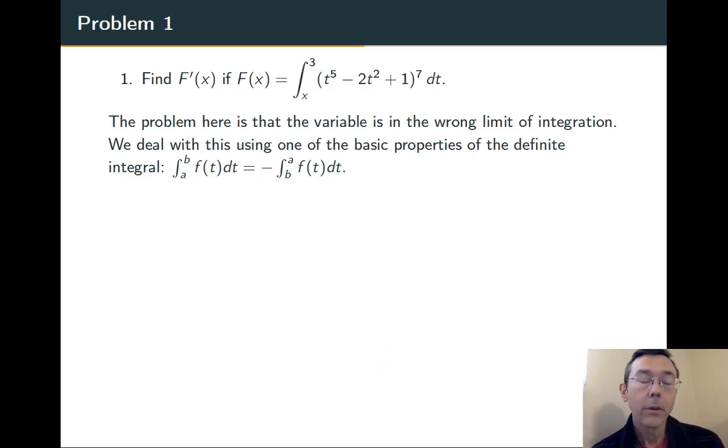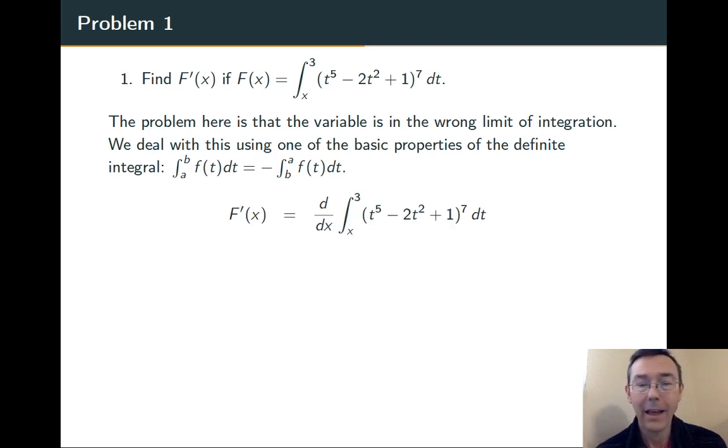So to start, integral from x to 3 of some function. The problem here is that the x is in the bottom limit of integration, not the top. So in order to differentiate that, we first have to flip the limits of integration around. A property of definite integrals says we can do that by introducing a negative sign.